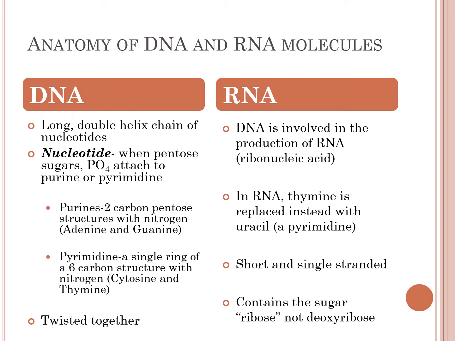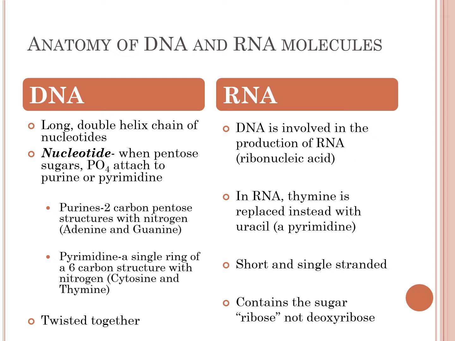Let's go ahead and compare the structures of DNA and RNA. So DNA is a long double helix chain of nucleotides. Okay, a nucleotide is either ribose in RNA or a deoxyribose in DNA, and they're basically a sugar backbone. And they are attached with phosphates to pyrimidines or purines. Okay, the purines that are found in DNA are either adenine or guanine, and the pyrimidines are either cytosine and thymine. A purine is a 2-carbon pentose structure with nitrogen, and a pyrimidine is a single ring of a 6-carbon structure with nitrogen. And the backbones are twisted together in DNA.